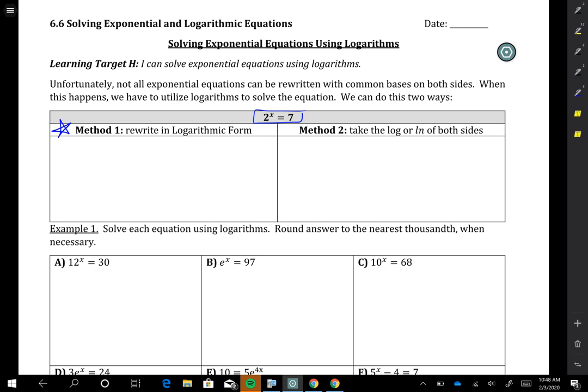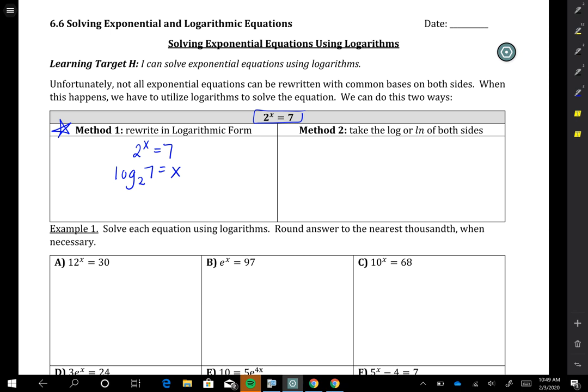So I have this equation 2 to the x equals 7. Obviously 7 is not a power of 2, so I couldn't just write this using common bases. So because it's already in exponential form, my base and exponent are isolated. What I do next is I change this to logarithmic form. So this would be the log base 2 of 7 equals x.